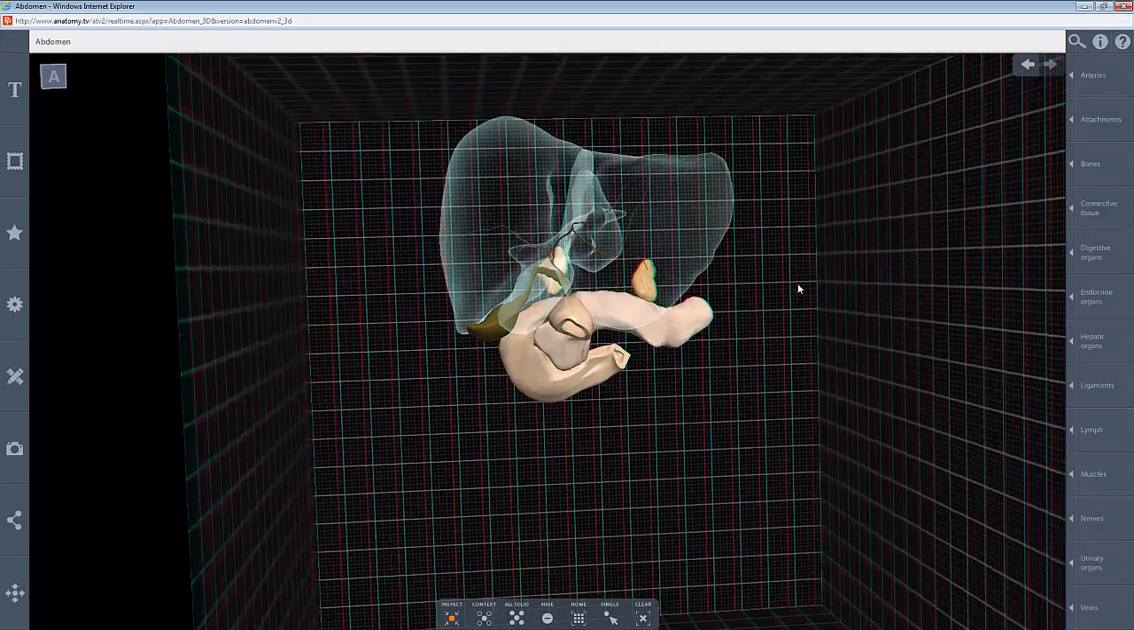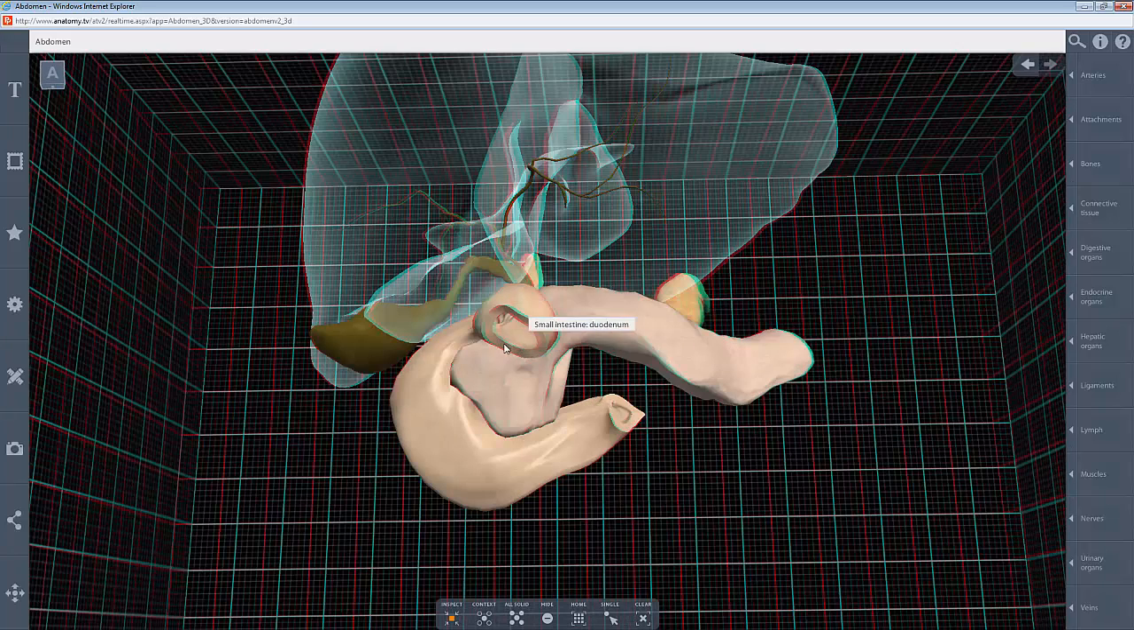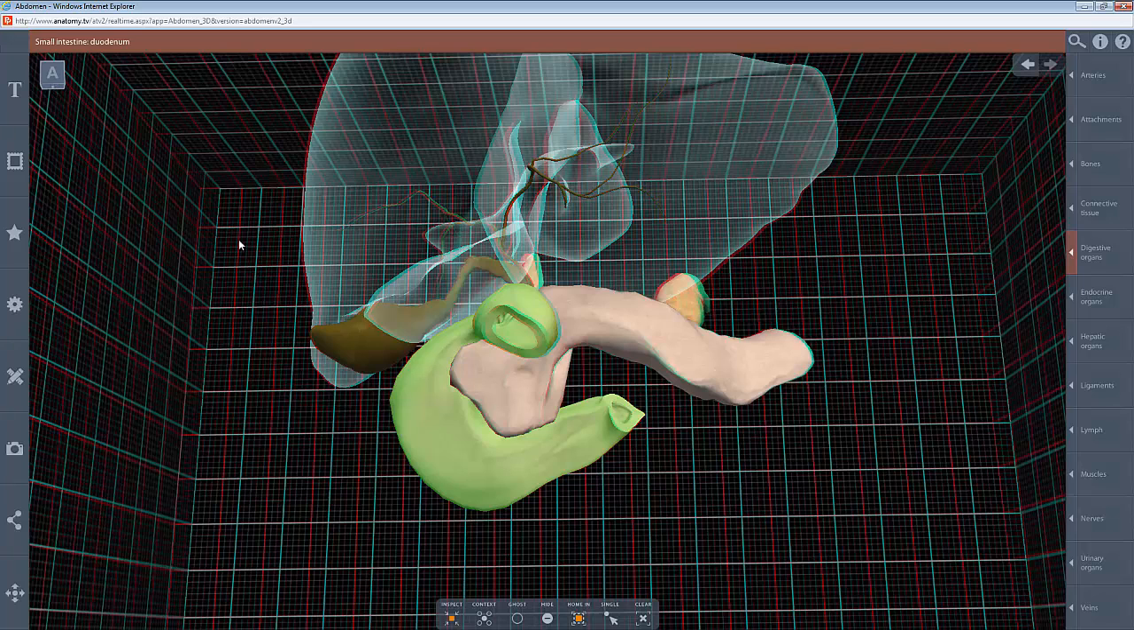As you can see here, the duodenum starts at L1 with the first part. The second part goes down to L2 and then L3, where the third part, or horizontal part, takes over. And then the fourth part is a little part of it which ascends again back up to L2. So L1, L2, L3, L2.